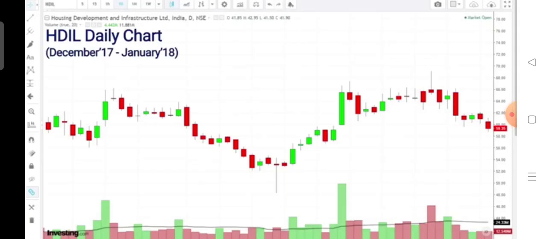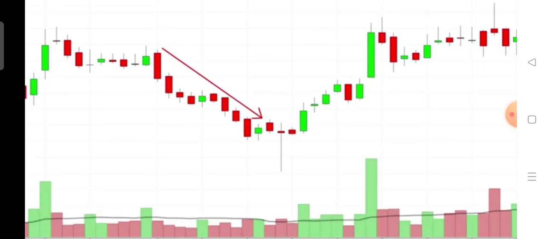Now, as we have discussed the hammer and the shooting star, let me show you one example each of these candlestick patterns. Now let us begin with the hammer. Here we are looking at the SDIL stock chart. As you can see, earlier there was a downtrend, then we saw this hammer-like candle.